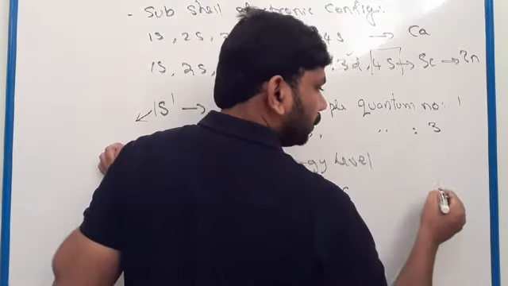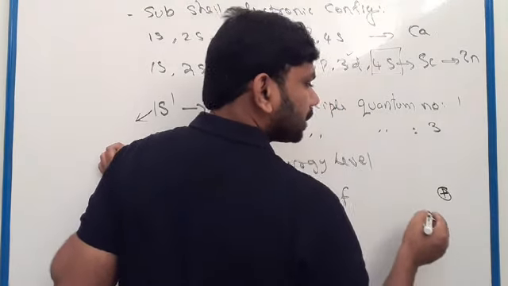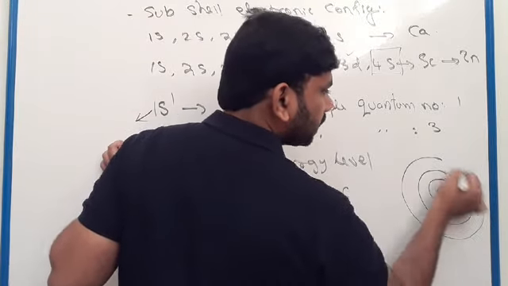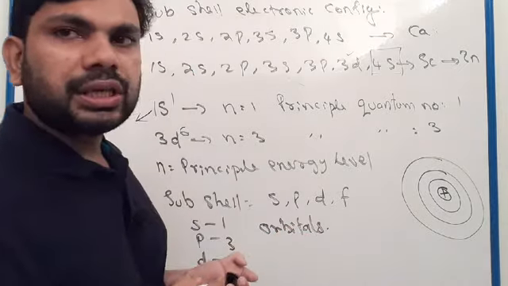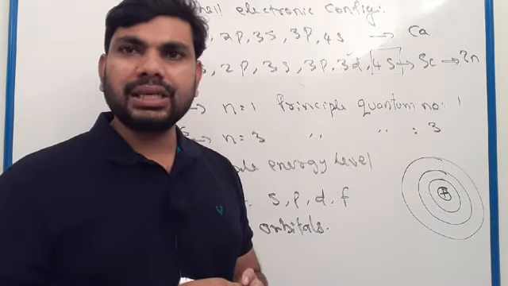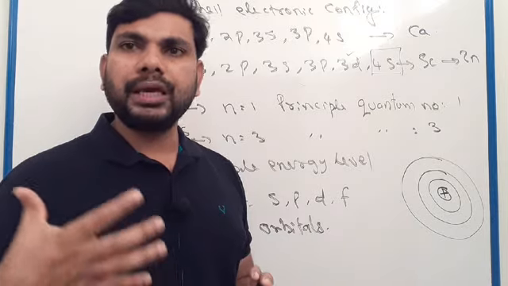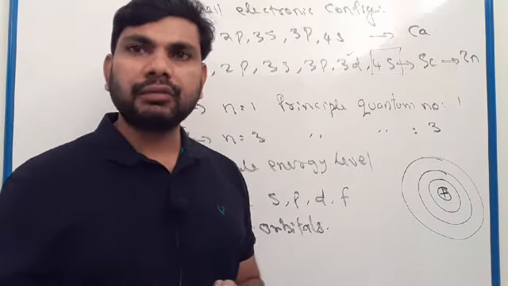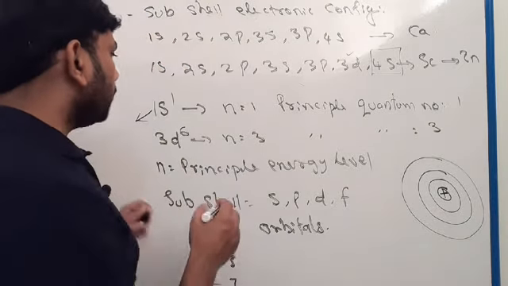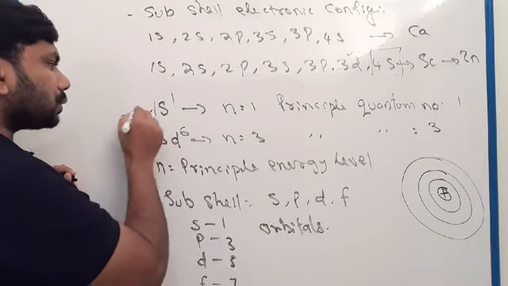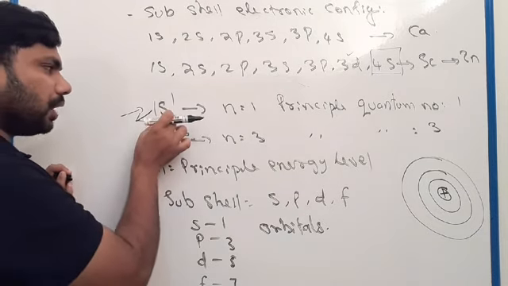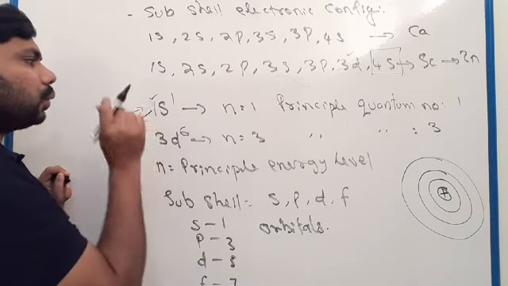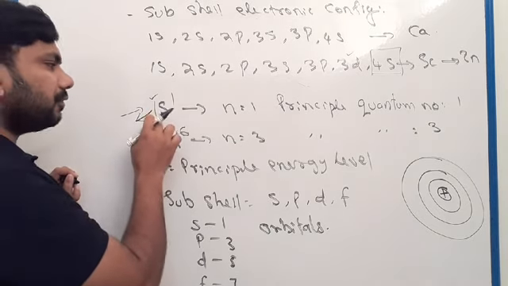We know an atom consists of a nucleus. Around the nucleus there are many energy levels. These energy levels are called principal energy levels or main shells, or orbits. You can say it like this. So here 1s1 is one atom's outer shell electronic configuration. 1s1 means this electron is in the first energy level.